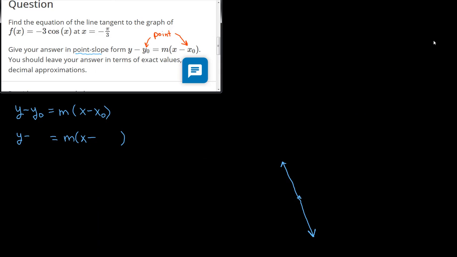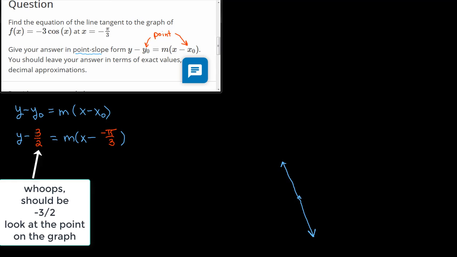So my x naught is going to be negative pi over 3, because that was what the problem told me. And then the y naught is going to be negative 3/2. Actually, I like fractions, because 3/2 is the same as 1.5, but I personally prefer fractions, so I'm going to write it that way. Because this one's a fraction, this one should be a fraction too. It doesn't have to be, but I like it that way.